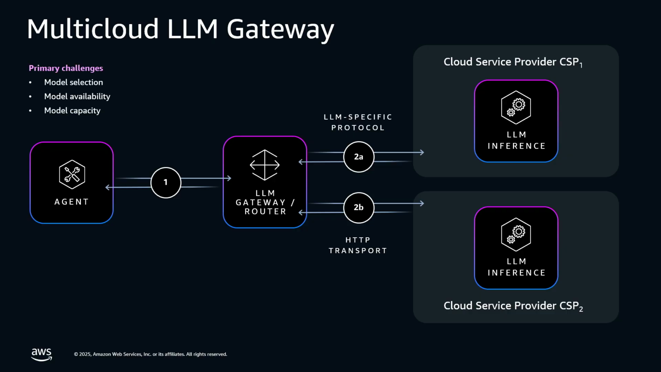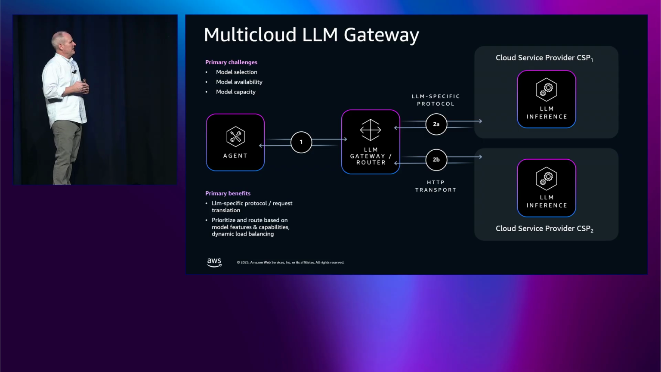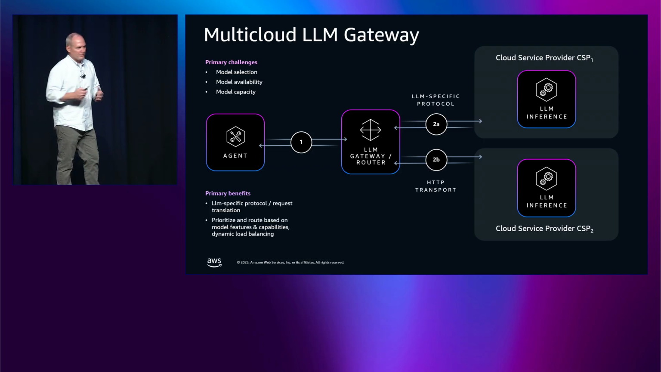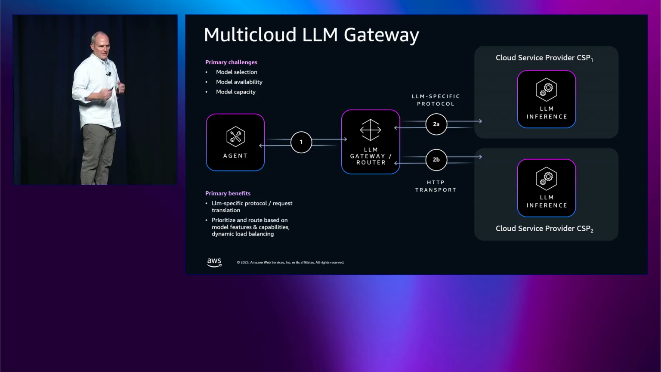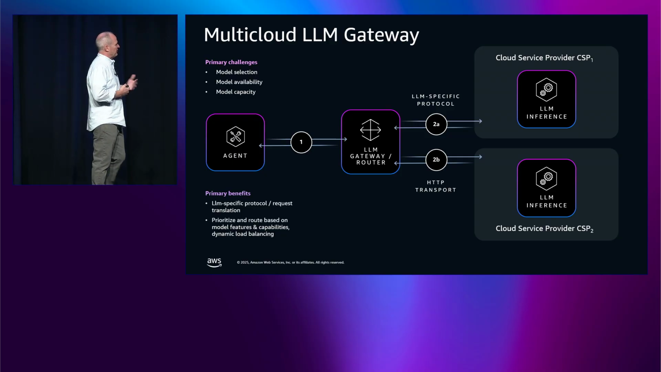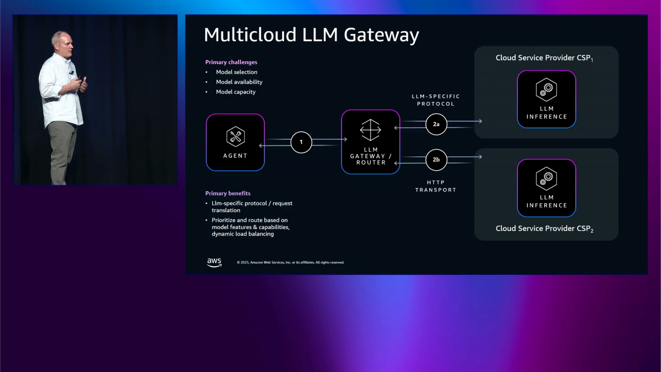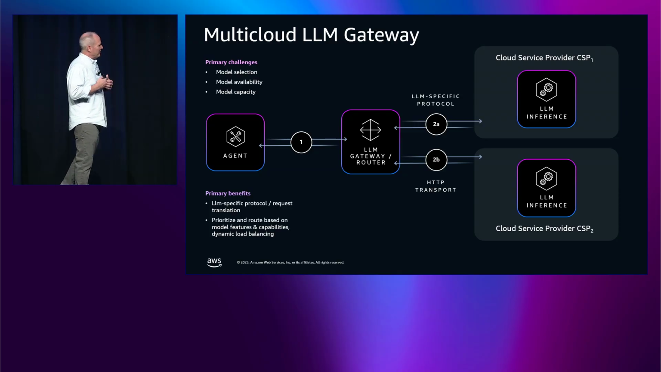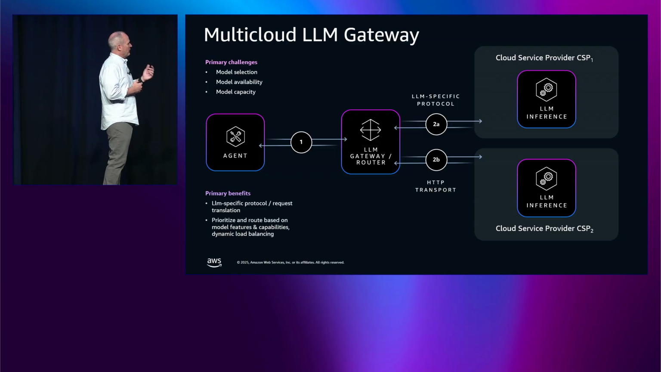So as I mentioned, a lot of times these are the driving factors, right? So model selection, availability, and capacity. Also, being able to round robin to the various LLMs, right? If one is not available, throttling, etc., we can actually send that to another LLM. So again, these are the primary benefits. So I have a unified, writing to one request format specification, and then I'm having it translated for me. I'm prioritizing and routing.